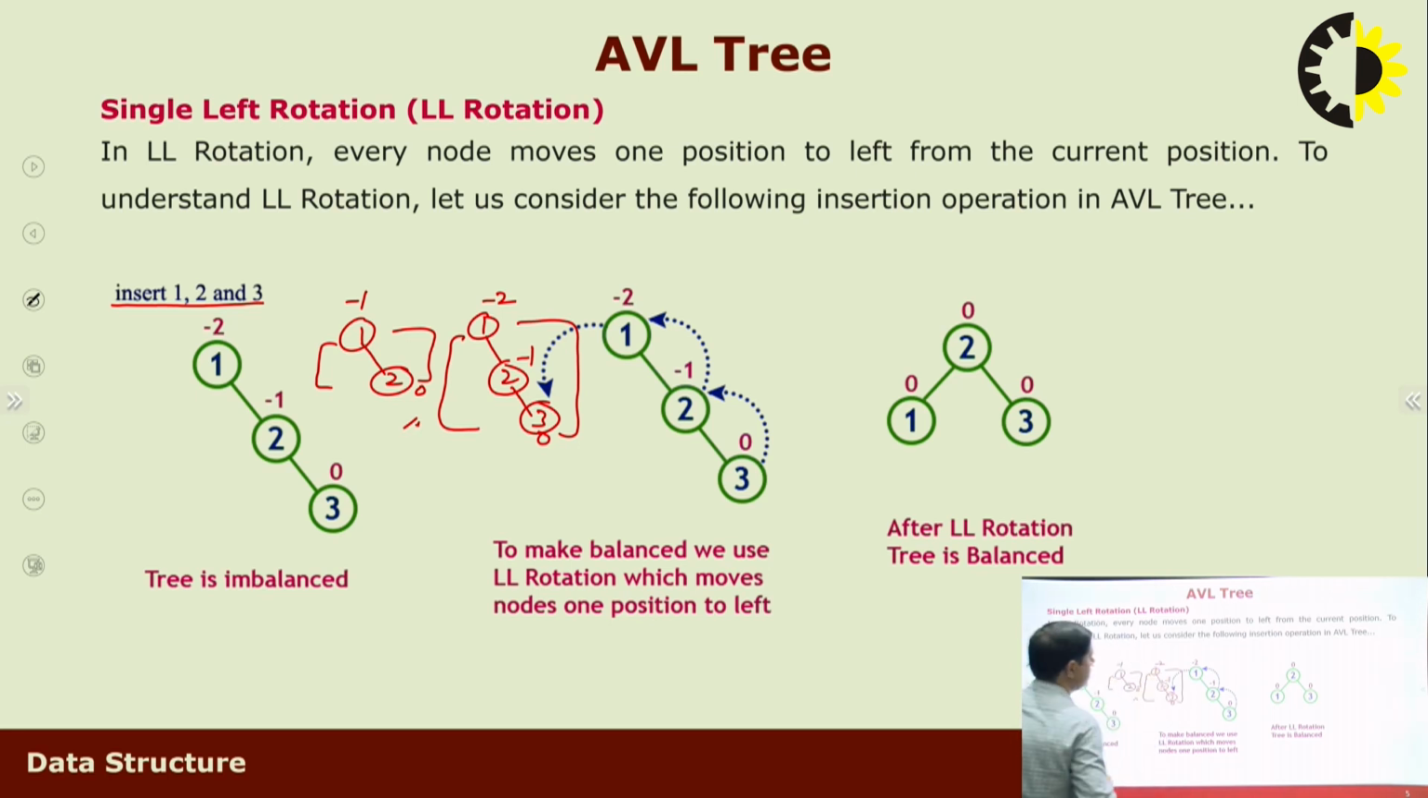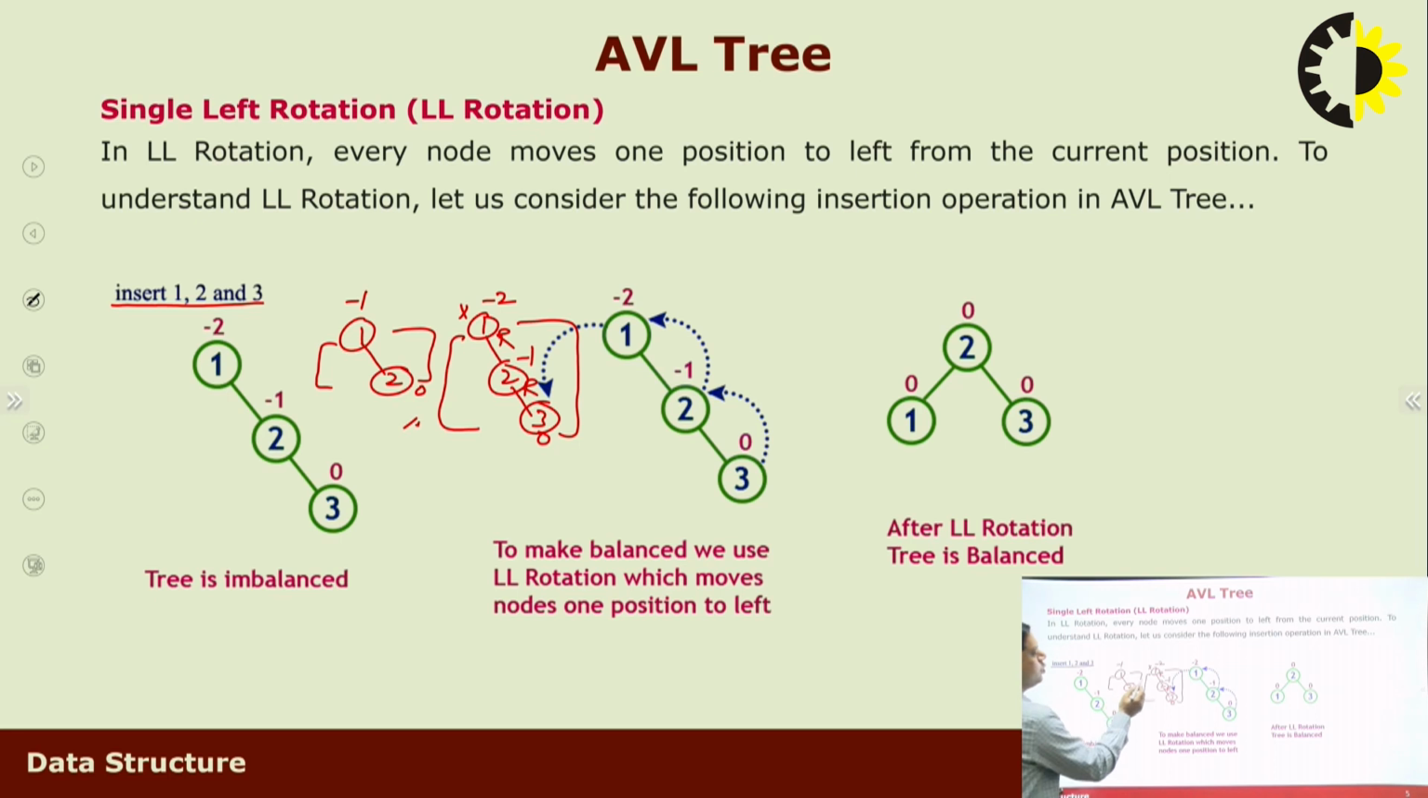Now we have to balance this tree. Now we have to understand one thing. Tree is unbalanced when we inserted new node, that is 3. Then we will go from that node to that node. From that means it is unbalanced 1, and we will go to that side due to which tree is unbalanced. So that is 2 is the right side of 1 and 3 is right side of 2.